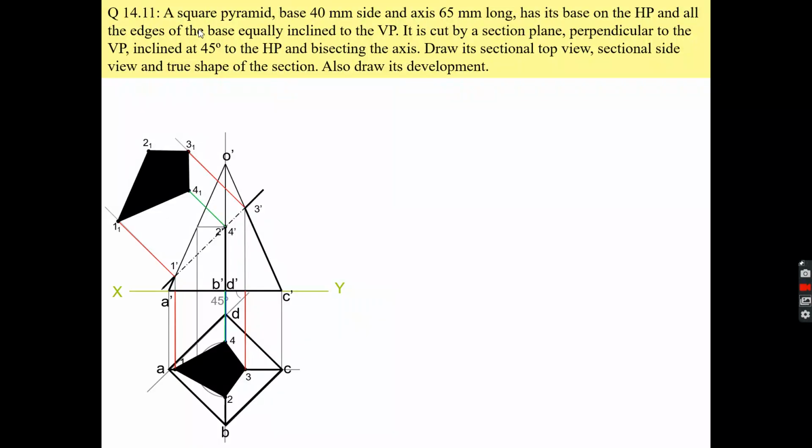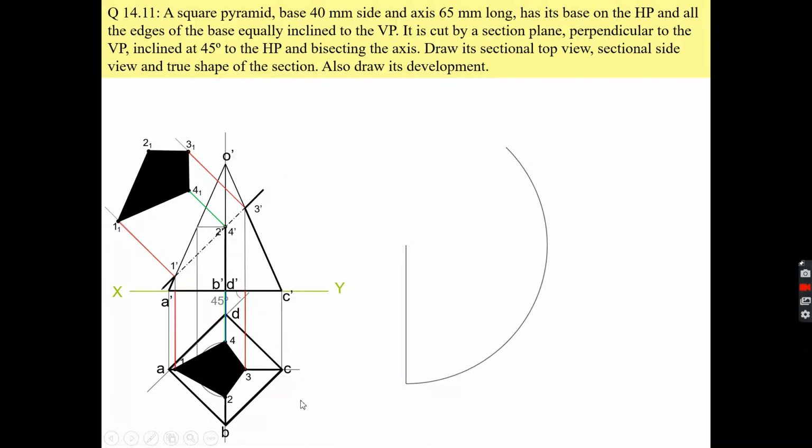So for that, this is a square pyramid, this is your length. I will first draw the slant length, and now I will draw the sector of the circle. After drawing this part, I will measure the width of the base. Here you can see in the top view, you are getting the true shape of the base.